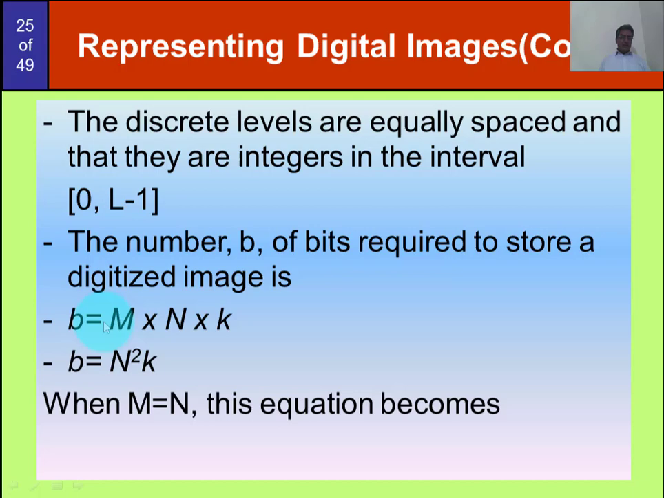B is equal to N square k, meaning 20 square, and multiplied by k, which is 1. When M is equal to N, this equation becomes simpler. This equation is used when M and N are different, that is, when the number of rows and number of columns are not equal. If the number of rows and columns are equal, then the equation becomes B is equal to N square k. Where the number of rows and columns are unequal, B is equal to M cross N cross k. This is the equation to calculate the number of bits in an image.